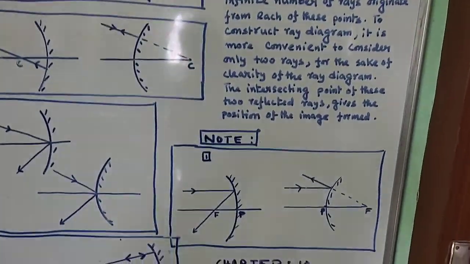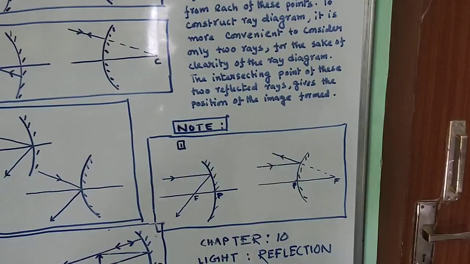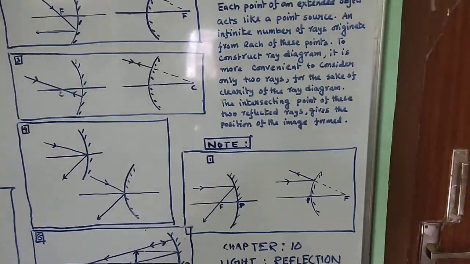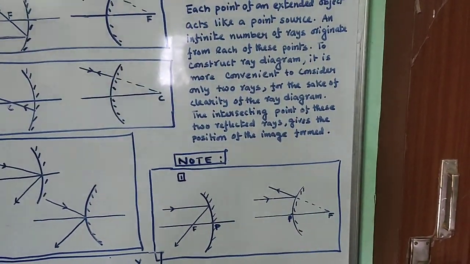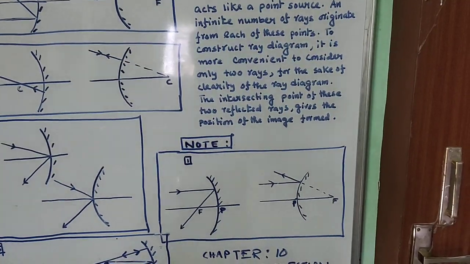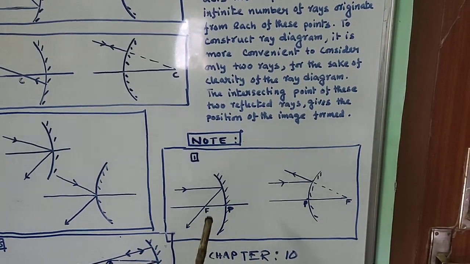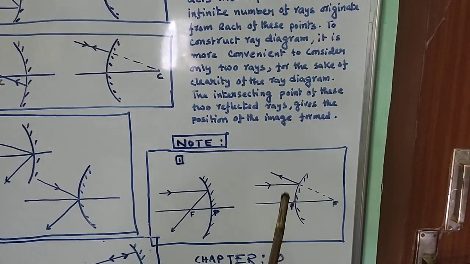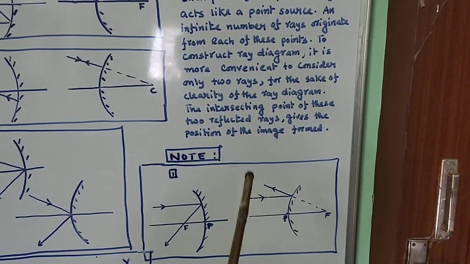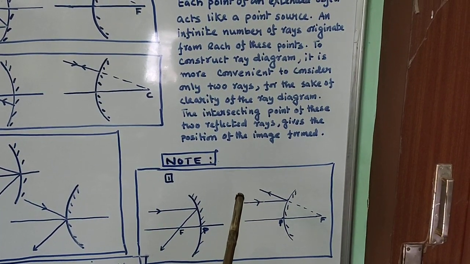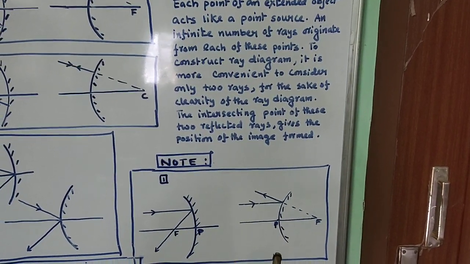Now, as per convenience, consider the number one diagram. A ray starts moving towards the concave mirror or convex mirror parallel to the principal axis. So this is one convention basically. If the ray moves parallel to the principal axis, then after reflection it passes through the focus. And in case of a convex mirror, if the ray strikes the mirror parallel to the principal axis, then after reflection it appears to meet, or it appears to pass through the focus of the mirror.